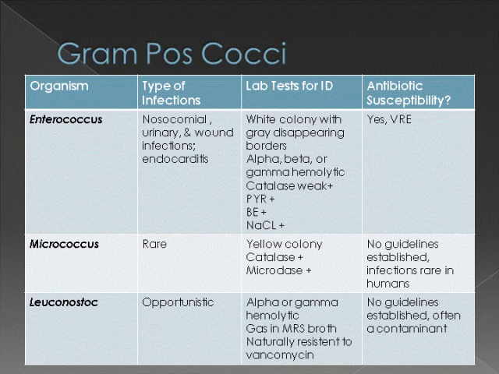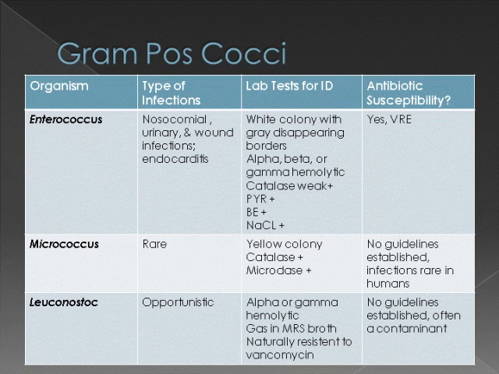uses. Enterococcus species are PYR positive. They are bile-esculin and NaCl positive as well. And antibiotic susceptibility is needed because vancomycin-resistant enterococcus species have been noted.